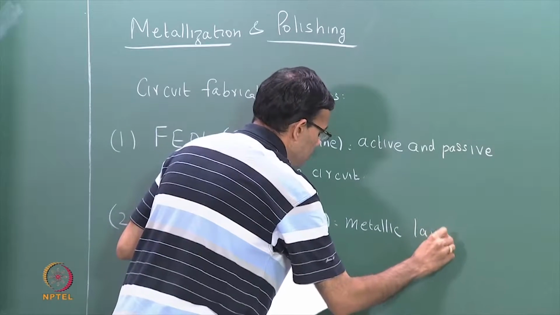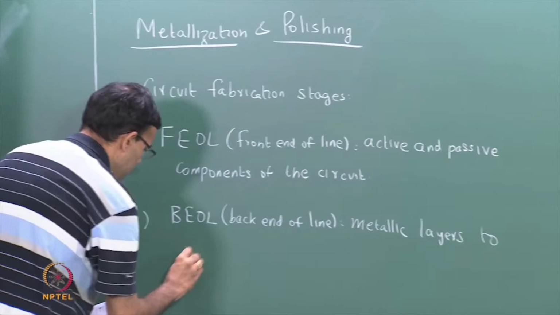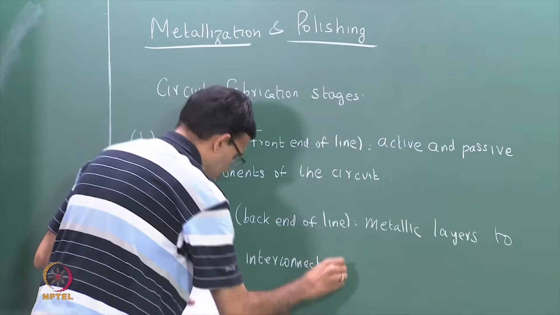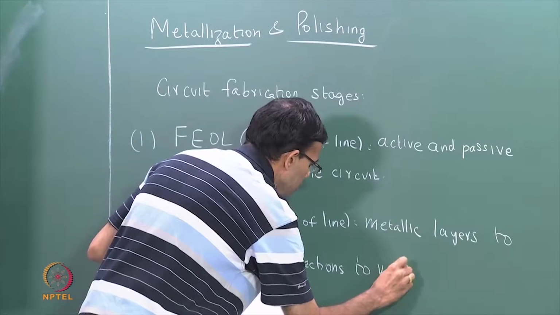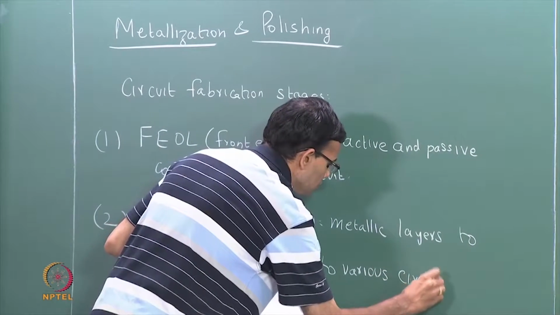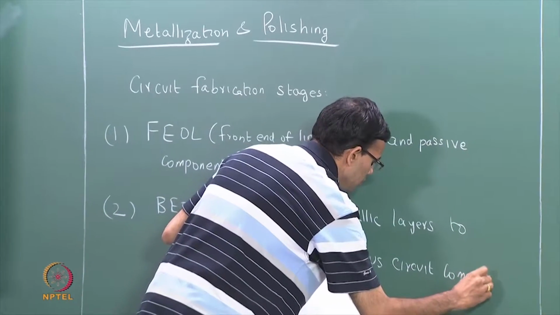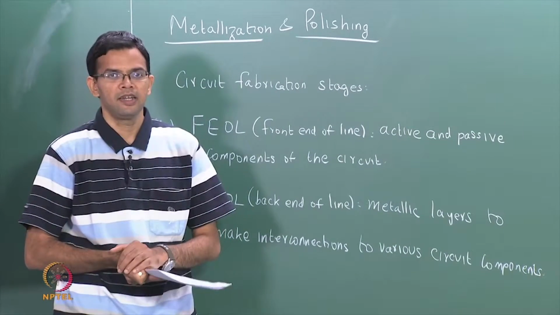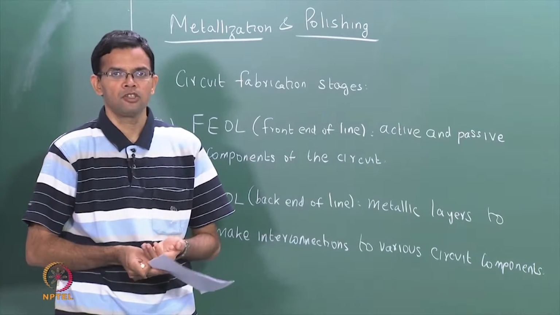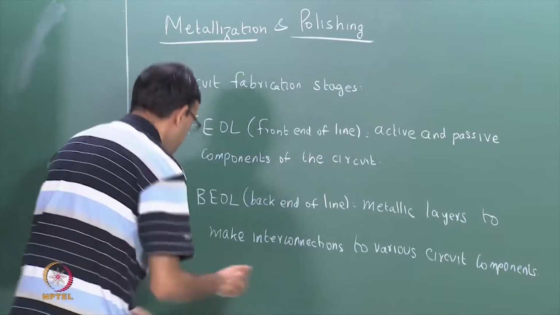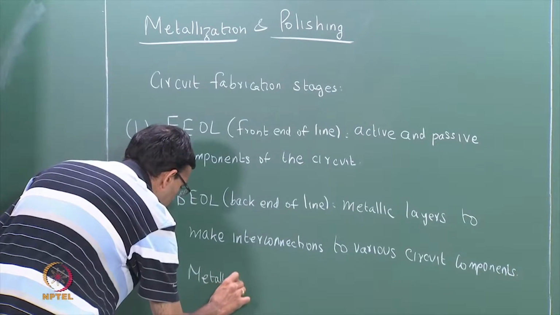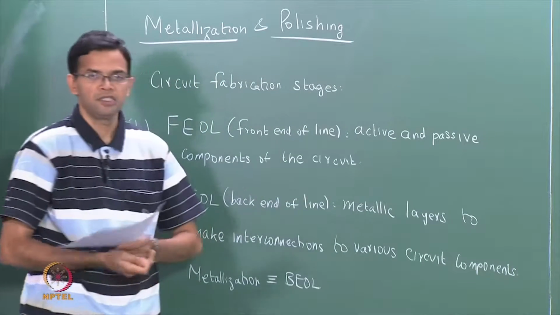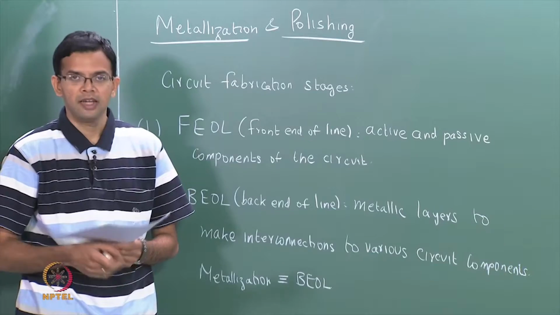So metallic layers are used to make the interconnections to the various circuit components. Later we will see that there is also a contamination reason why processes are divided into front end and back end. Now the metallization process is mostly related to the back end processing. It is defined as the wiring of the different circuit components to get a functioning circuit.